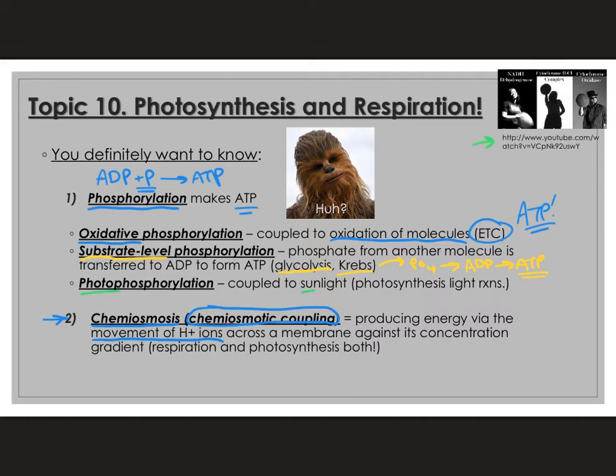So remember that when you do oxidative phosphorylation or photophosphorylation, what has to happen first is those electron transport chain molecules have to move hydrogen across the membrane and build up a gradient so that hydrogen can then move back through ATP synthase. So when you see a mention of chemiosmosis, what they're really focused on is this hydrogen movement coupled to the production of ATP.